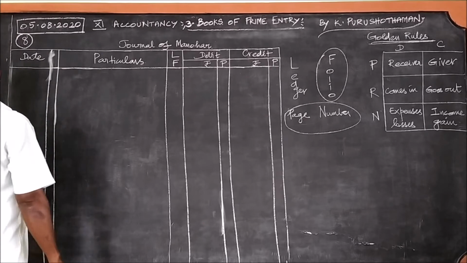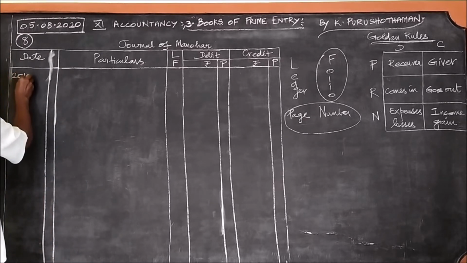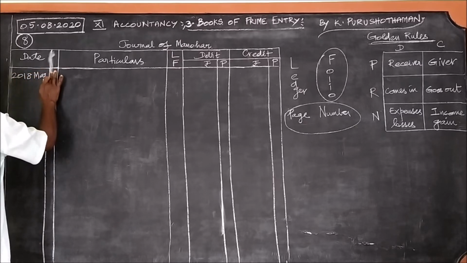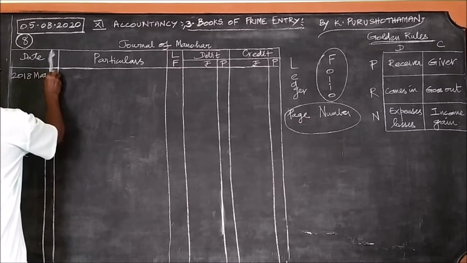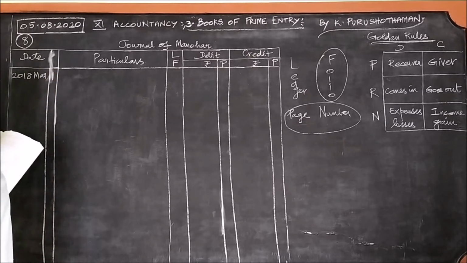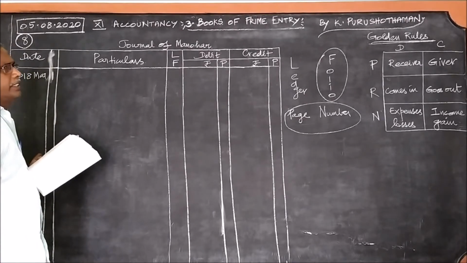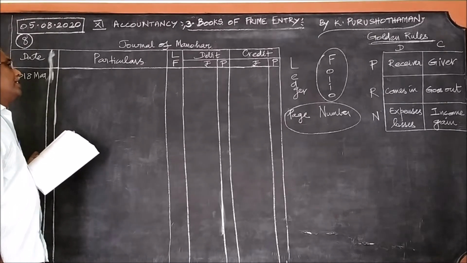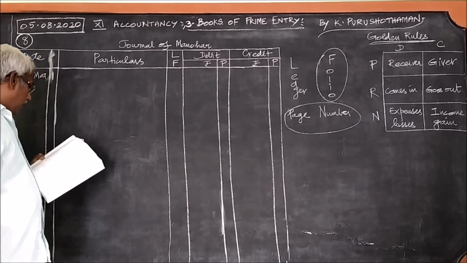Problem number 8, under the exercise, the date given is 2018 March, March 1st. Learn the technique of writing this journal entry, how I am writing. Listen very, very carefully. I am repeating it because there is a method of writing journal entry, not as you like.